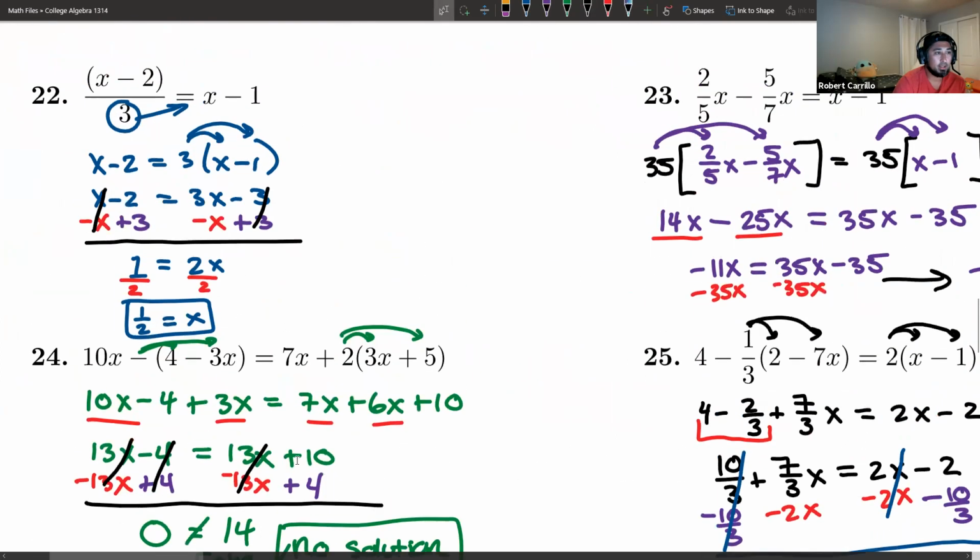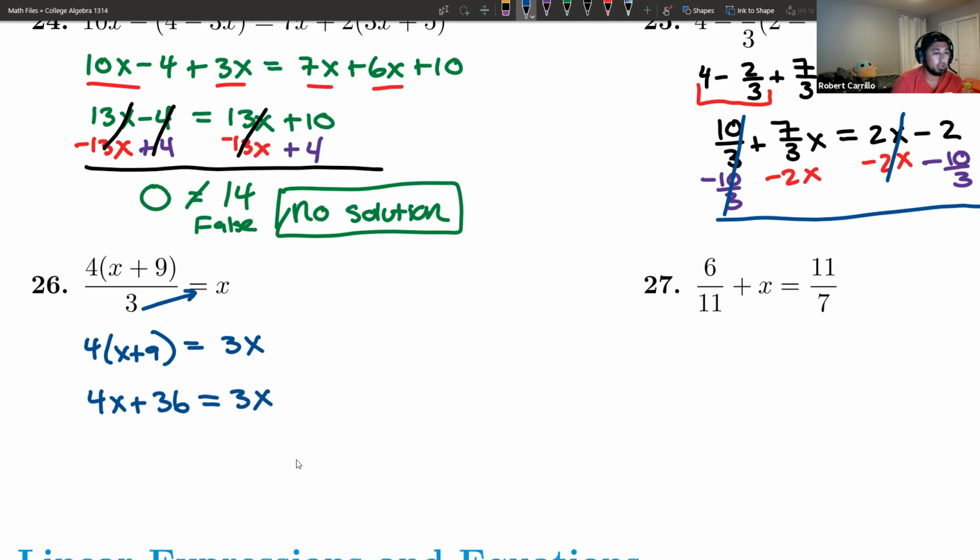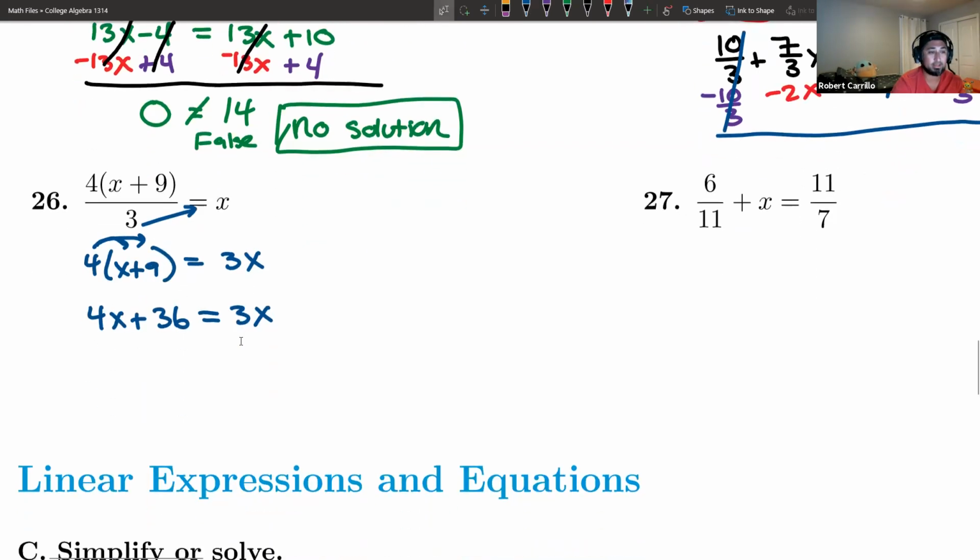26. Just like 22 above. So 4 times x plus 9 over 3 equal to x. We've seen it before. So let's just take this 3, multiply it to the right side. If we do that, we end up with 4 times x plus 9 equal to 3x. Then distribute the 4. 4x plus 36 equal to 3x.